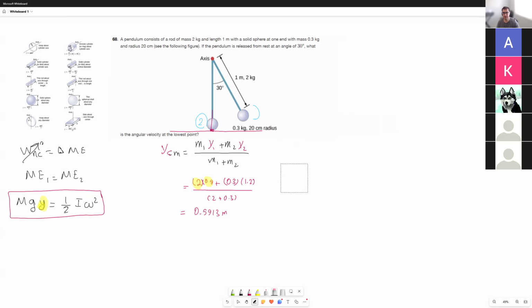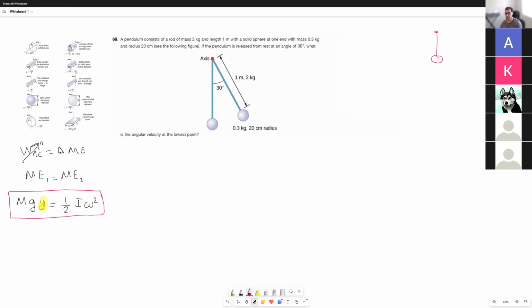Let me make the picture less busy. This is the bond, and this is the sphere. Y center of mass is going to be equal to, if this is 0, Y center of mass is going to be equal to M1 Y1 plus M2 Y2 divided by M1 plus M2.